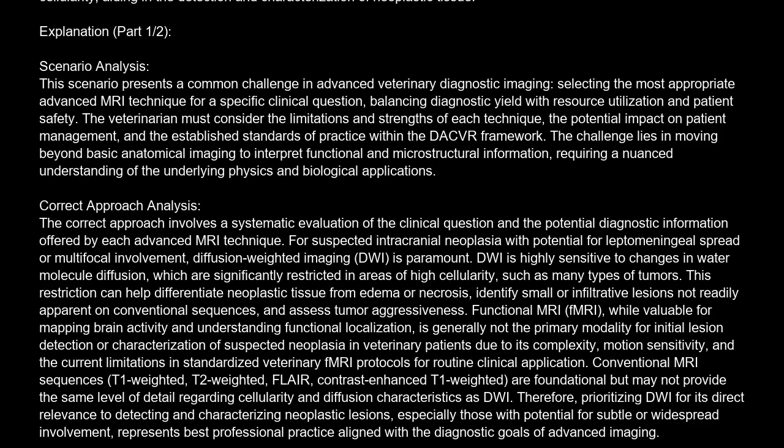The correct answer is A. Prioritize diffusion-weighted imaging, DWI, due to its sensitivity to changes in water diffusion characteristic of high cellularity, aiding in the detection and characterization of neoplastic tissue.